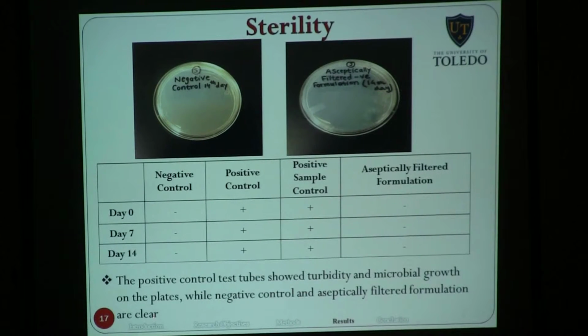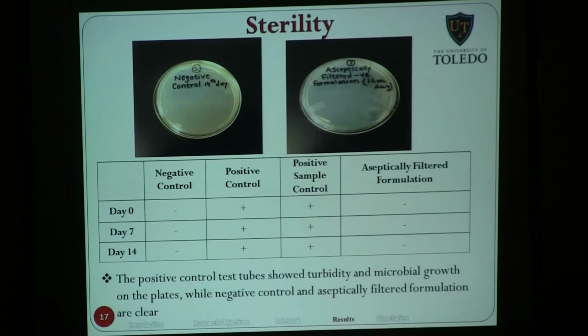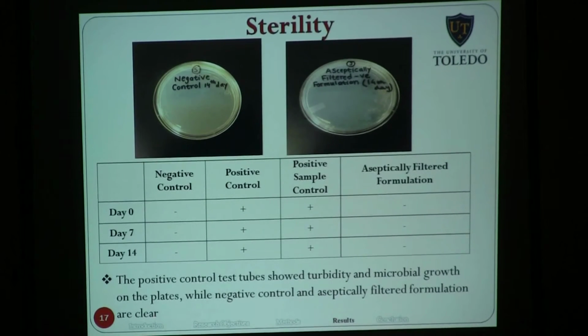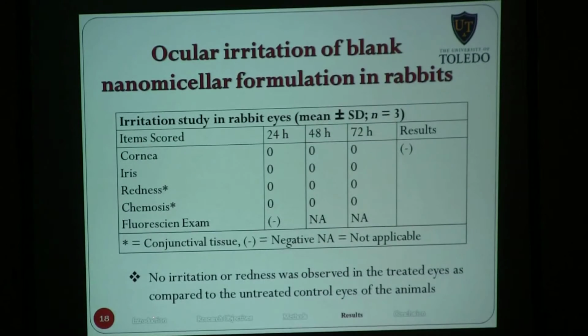So if you see here, in the negative control as well as the aseptically filtered formulation, there is no microbial growth after 0, 7, and 14 days. Whereas in the positive control and the positive sample control, that means these are basically non-sterile preparations, we found the growth of microorganisms. So this indicates that the formulation can be sterilized using sterile syringe filters, and it is sterile up to 14 days.